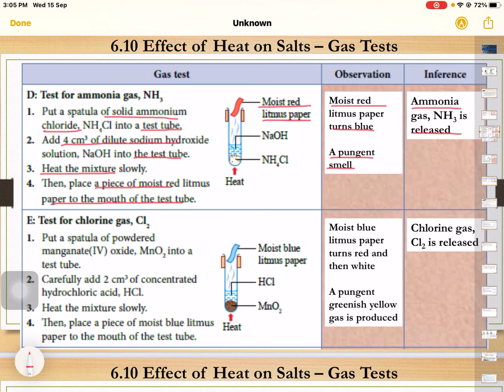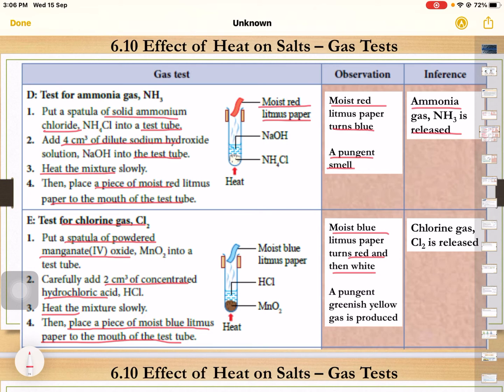Okay, to test E, to test chlorine gas, what we have to do is put a spatula of powdered manganese(IV) oxide into the test tube and then carefully add 2 cm³ of concentrated hydrochloric acid and heat the mixture. Okay, when these two reactants react, it will release chlorine gas. So, to test the presence of chlorine gas, we have to place a piece of moist blue litmus paper at the mouth of the test tube. Because chlorine will show acidic properties. Okay. So, the moist blue litmus paper will turn red and then white. White tu sebab nanti chlorine tu dia akan bleach. Okay, dia akan melunturkan warna dia. That's why lah we can use chlorine as a bleaching agent.